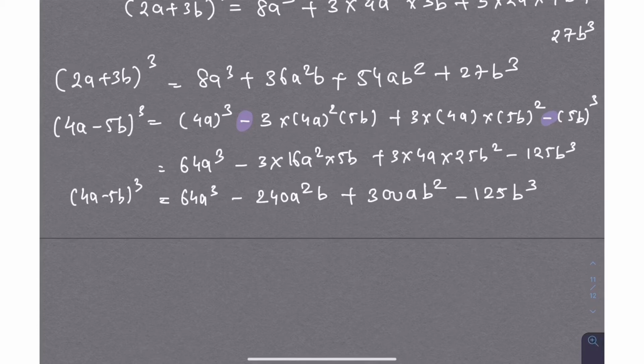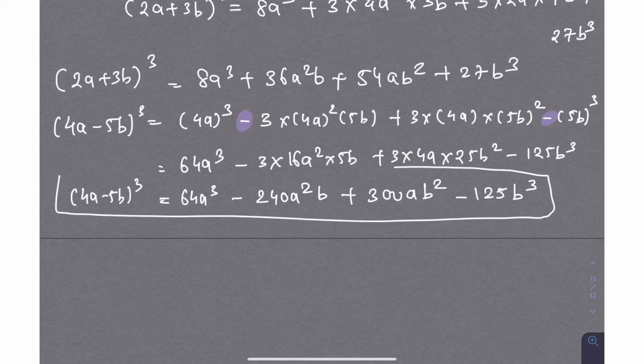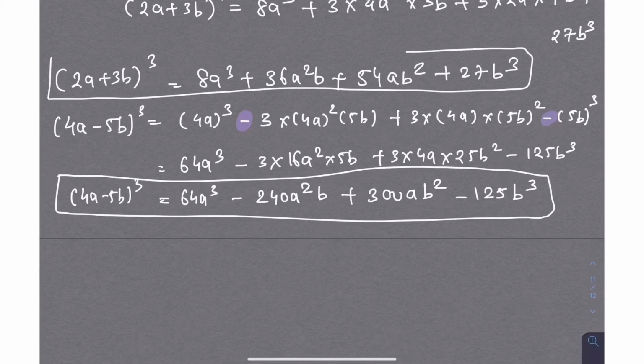So this is the answer. And as in the last class, I have told you that you have to put the answer inside the box. Okay, so it becomes easier for the examiner to check the answer. So the answer that we are getting is 64a cube minus 240 a square b plus 300 ab square minus 125 b cube.